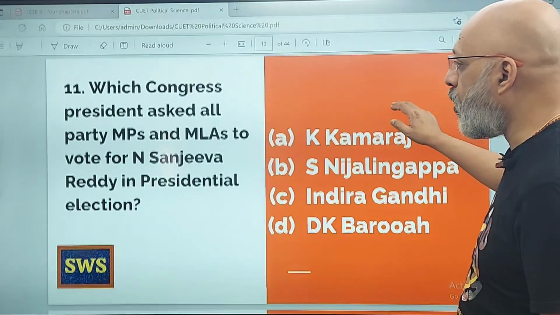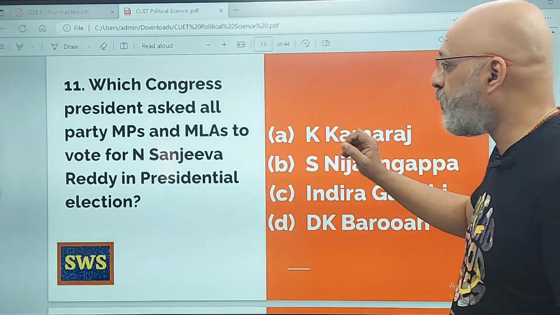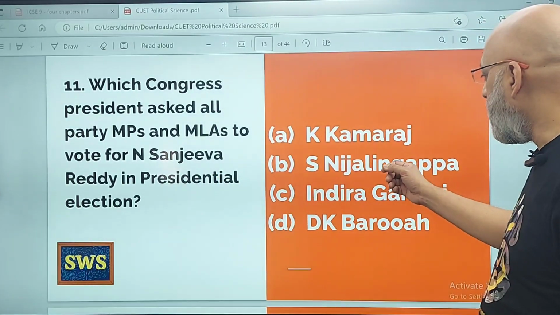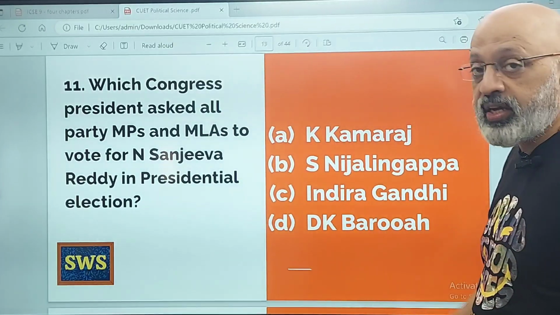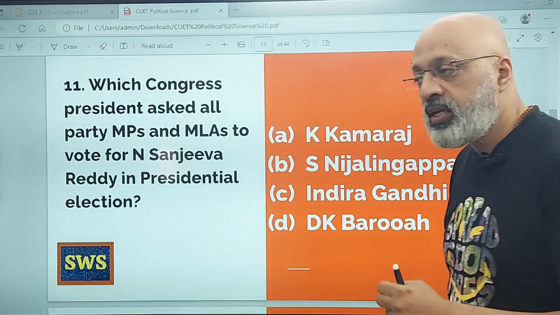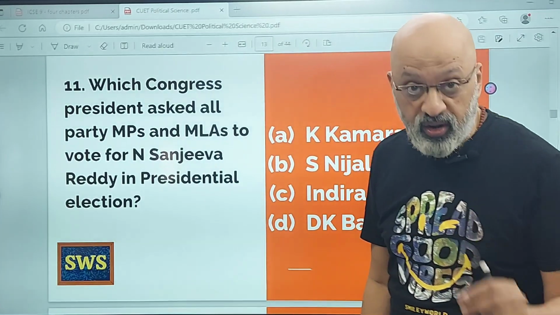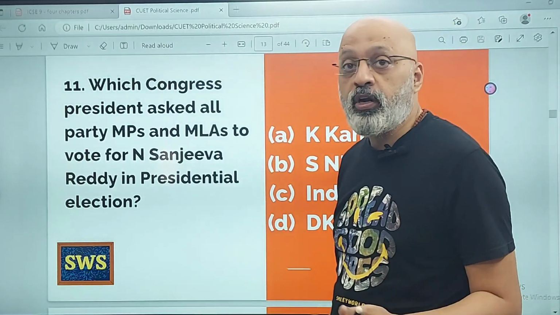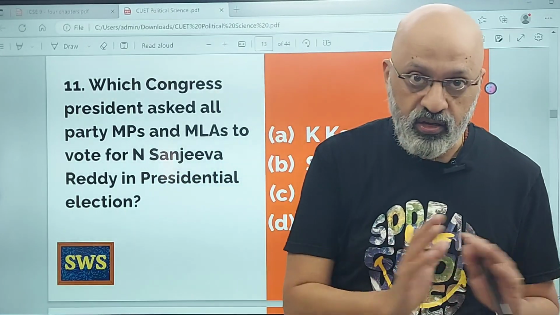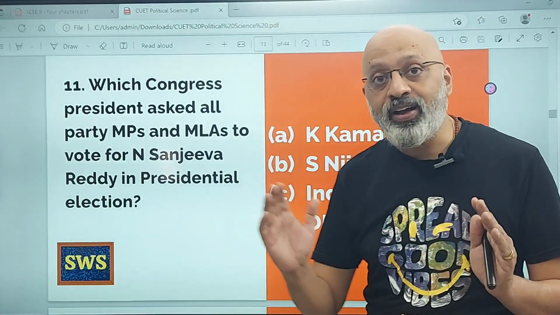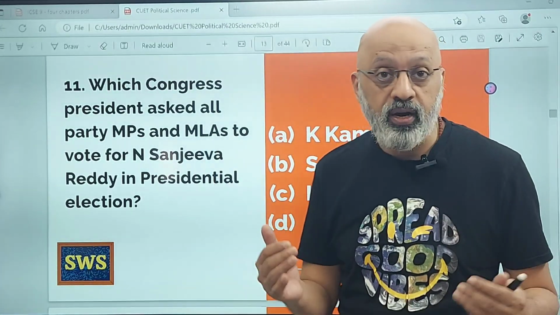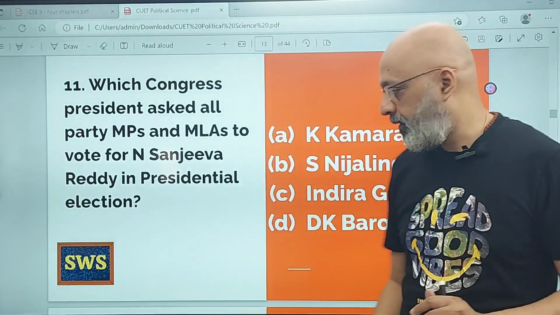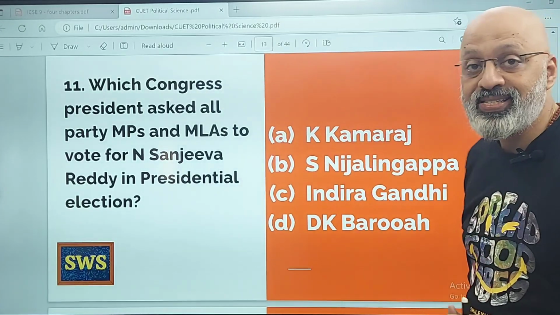Which Congress president asked all the party MPs and MLAs to vote for Sanjeeva Reddy in the presidential election? Kamaraj, Nijalingappa, Indira Gandhi, or D.K. Barua? The correct option is B. Nijalingappa was also the chief minister of Karnataka. D.K. Barua was Congress president and he made that famous statement that India is Indira and Indira is India. You know, seen as the ultimate in sycophancy. Sycophancy means flattery, praising your leader so much that it seems a bit unrealistic. Okay, so the correct option here is B, Nijalingappa.